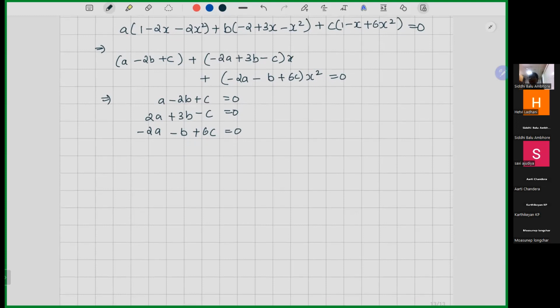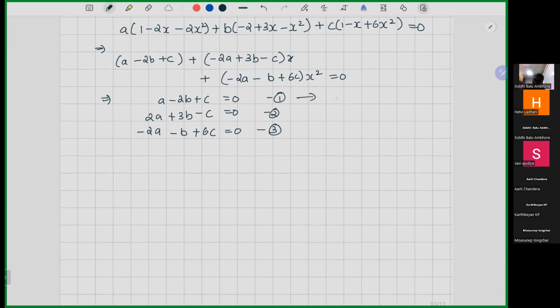Any guesses? Add equation 2 and 3. Okay, so let us do that. So what they are doing is they are adding equation 2 and 3 and then solving it.